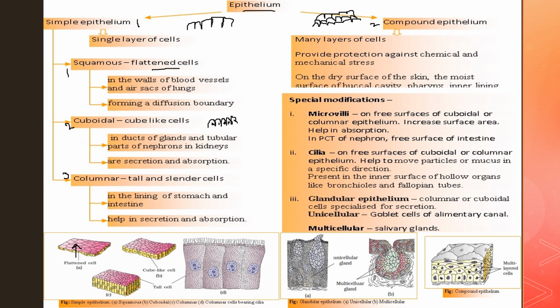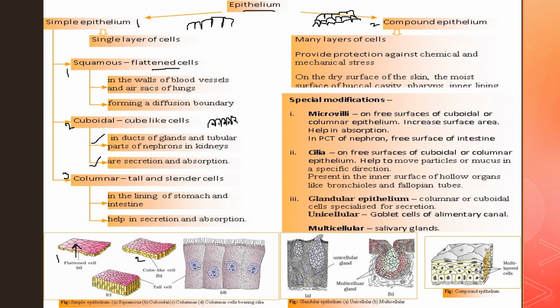So here this is the diagram. This is the flattened cell, and these are the cube-shaped cells present as a single row. These are also present in the ducts of glands and the parts of the nephron, that is the proximal convoluted tubule and distal convoluted tubule of the nephron, and their role is secretion and absorption.